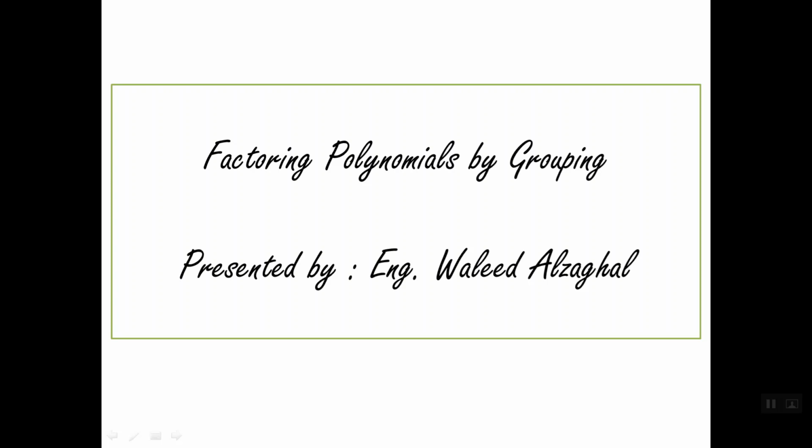Hello everybody, I'd like to talk about factoring polynomials by grouping. In order to understand this subject, let's deal with this example here. What is needed in this example is to factor the following polynomial by grouping. We have this polynomial which is xy plus 2y plus 3x plus 6. So we have a polynomial with 4 terms.